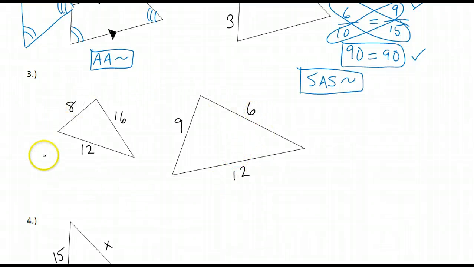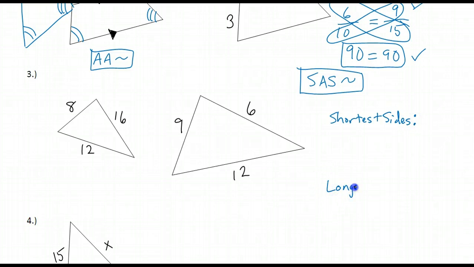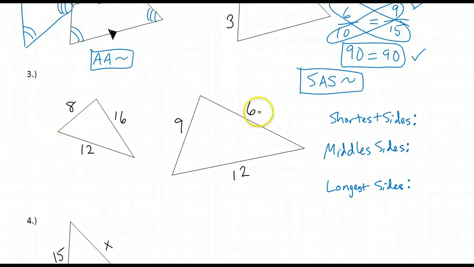To figure out which sides to relate to each other, we need to rank the sides as shortest side, the longest side, and the middle side. If I look at this first triangle, 8 is the shortest side. And the shortest side of this triangle is 6. So the two parts that I want to relate are 8 and 6.